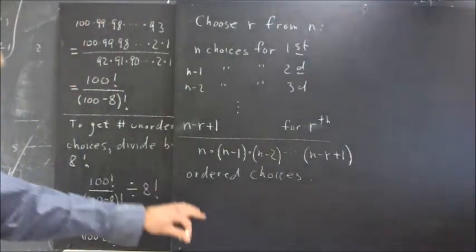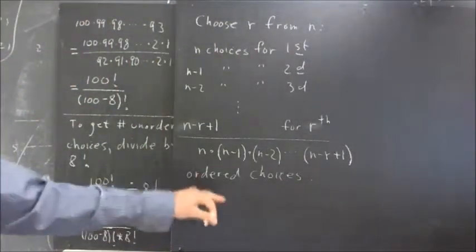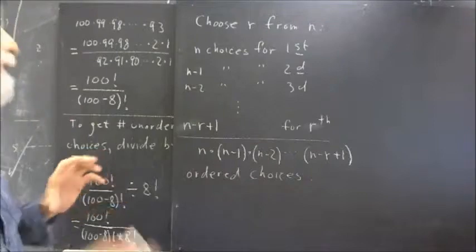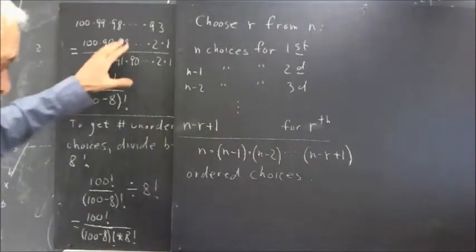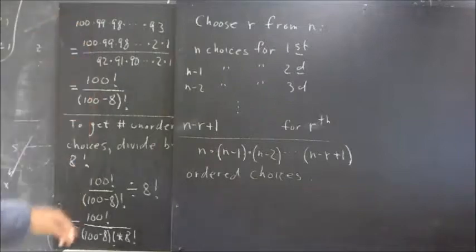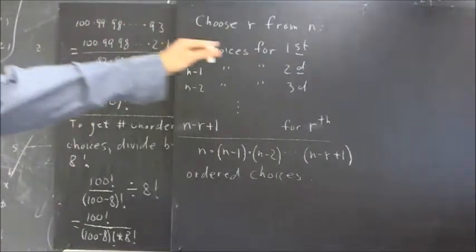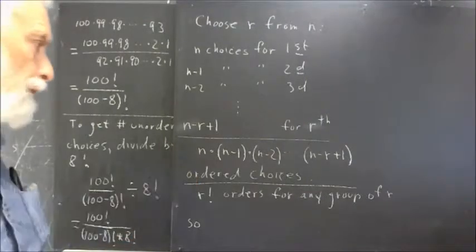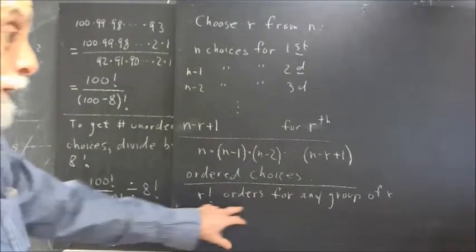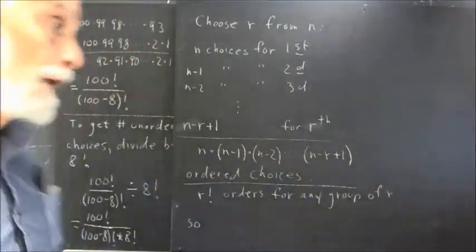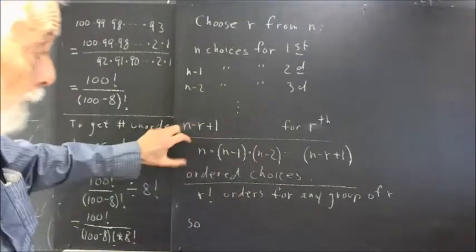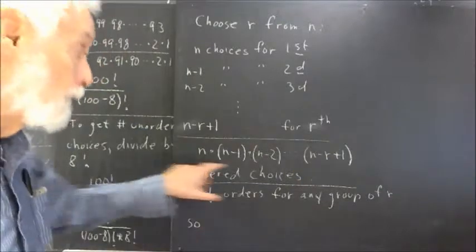Now, how many unordered choices would there be? In other words, with ordered choices, we're counting different orders of the same group as being different. Unordered choices, as you've seen here, we do something else. Think back to what we did with choosing 3 out of 5, choosing 8 out of 100. How are we going to write that down? As a hint, there are R factorial possible orders for any group of R choices. So any group of R could have appeared in R factorial different ways among this many ordered choices.